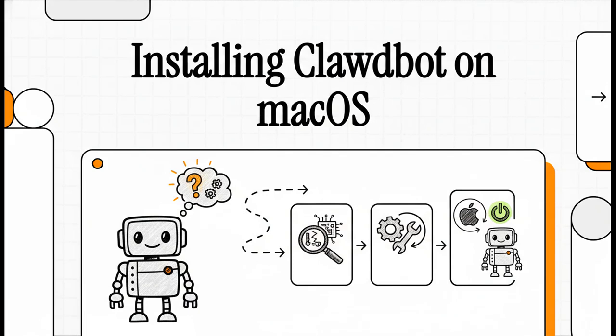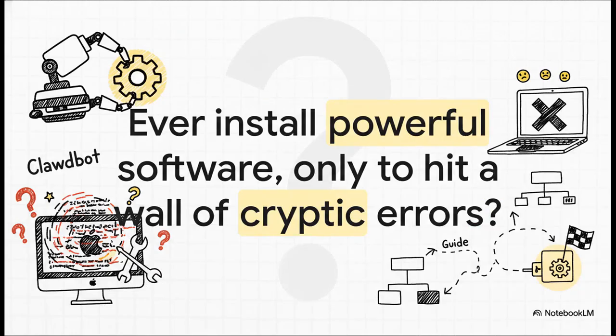Welcome to The Explainer. Today, we're taking what can be a super frustrating software installation and turning it into a clear, step-by-step journey. Have you ever been there? You're trying to install some powerful, brand new software and you just hit this wall of cryptic errors? Well, today, we're breaking down a user's real-world struggle to install the AI assistant Clawdbot on a brand new M4 Mac. Their troubleshooting journey is now our step-by-step guide.